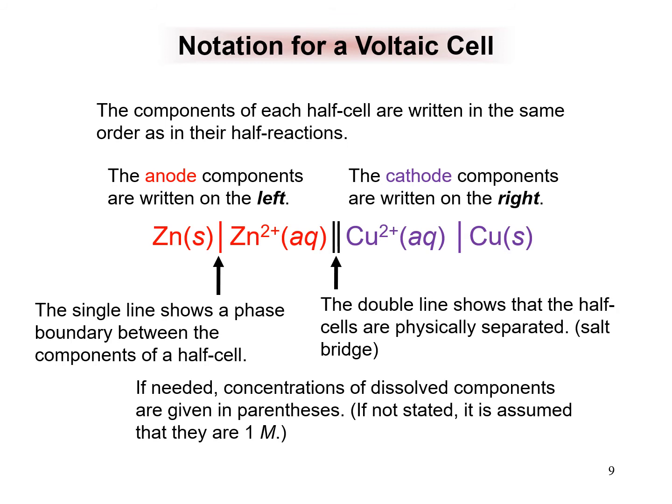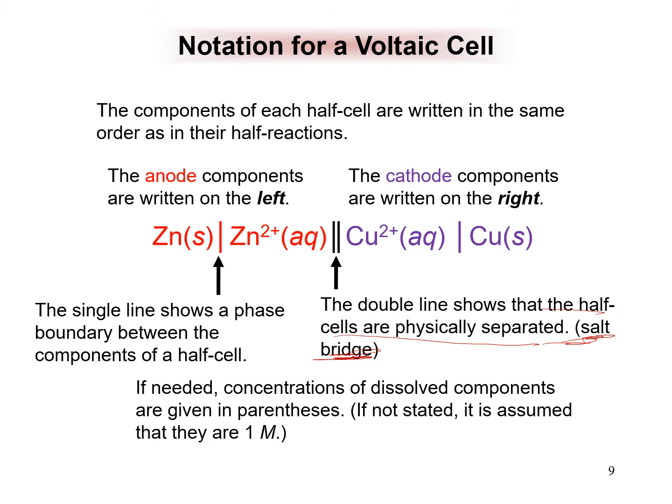What separates the cathode and anode? The salt bridge. How do you show the salt bridge? By drawing double lines. So double lines means these are my two half cells. The double line separates the two half cells, and this is also showing you what a salt bridge is. The double line shows that the half cells are physically separated. Salt bridge separates two different electrodes. The electrode is anode on the left.